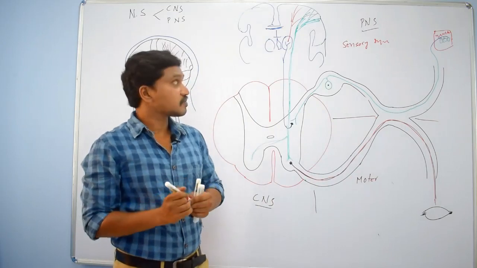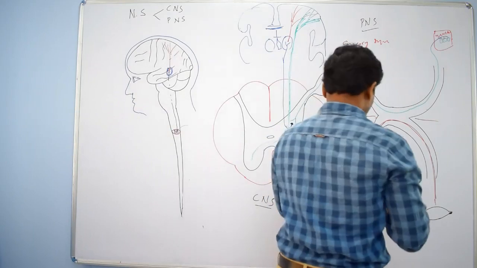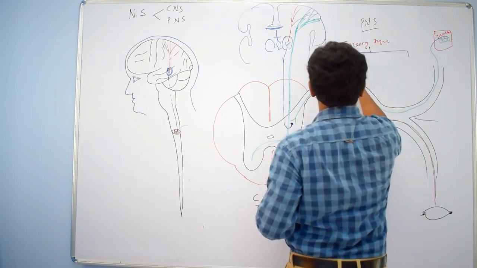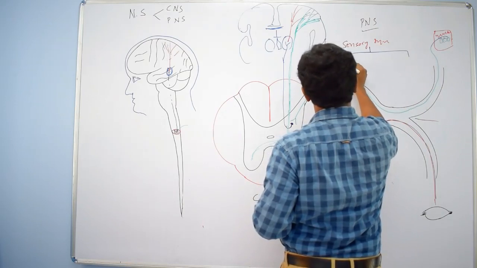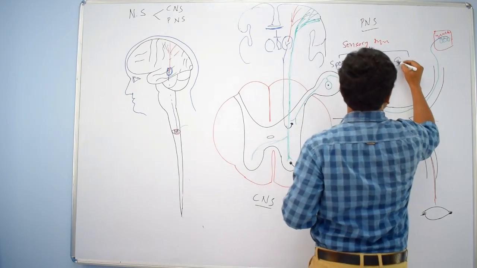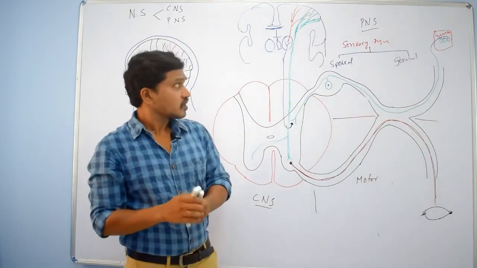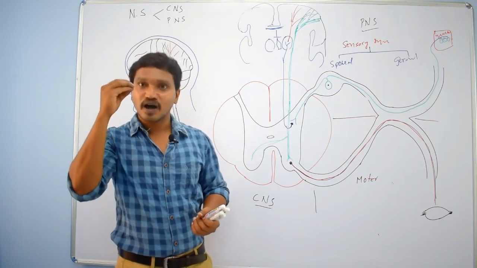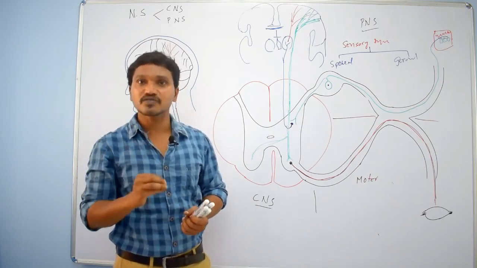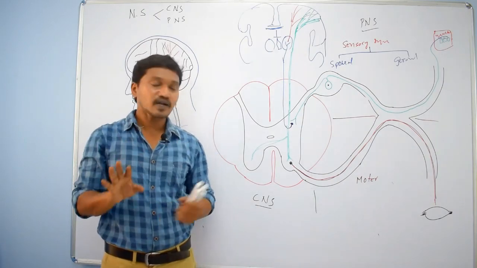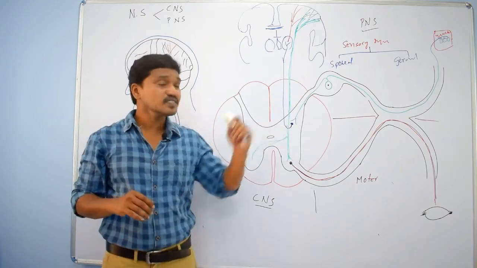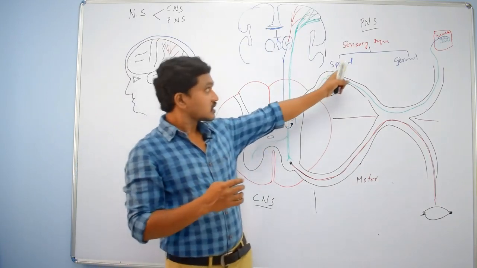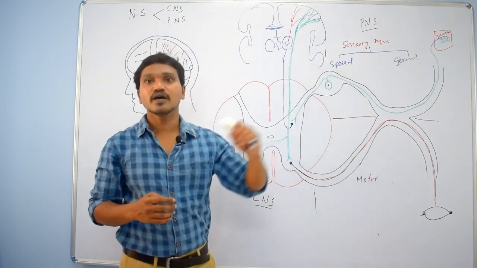The sensory system again divides into general and special. Why special? Because those sensations arise from the special organs. They do not arise from all the organs present in our body. But general sensations arise from almost all parts of the body. That's why the sensory system divides into special senses and general senses.